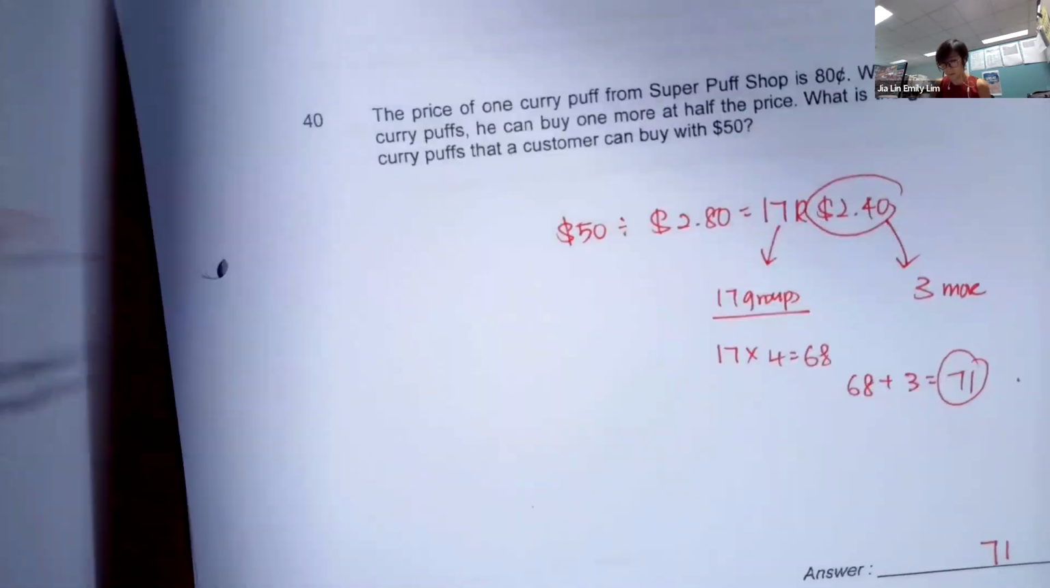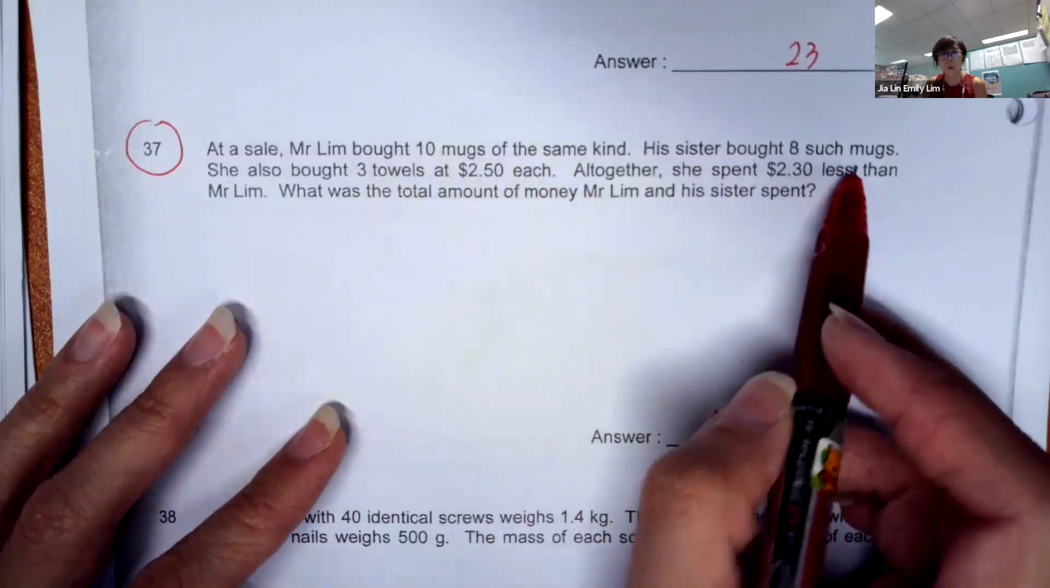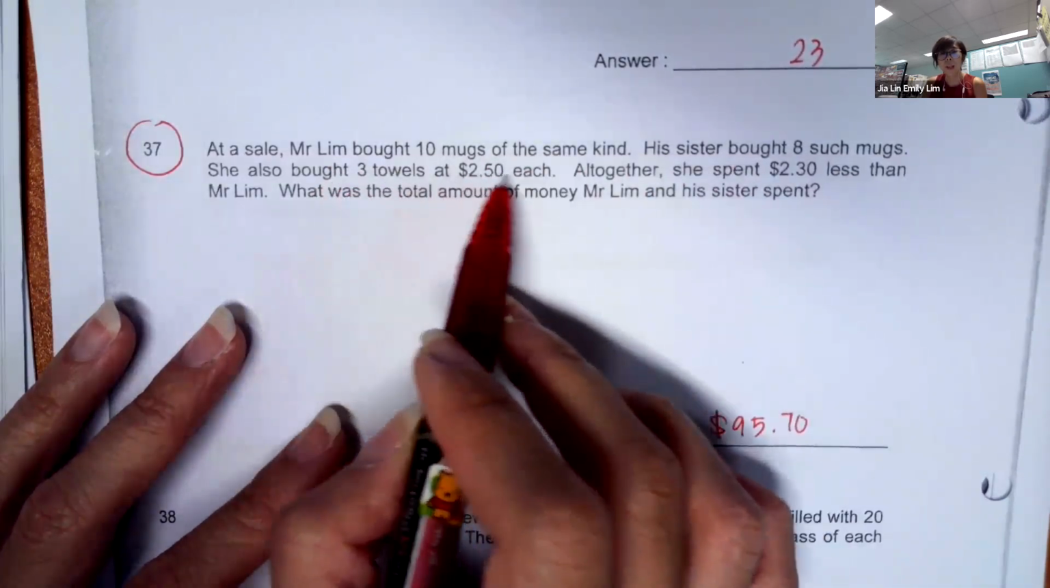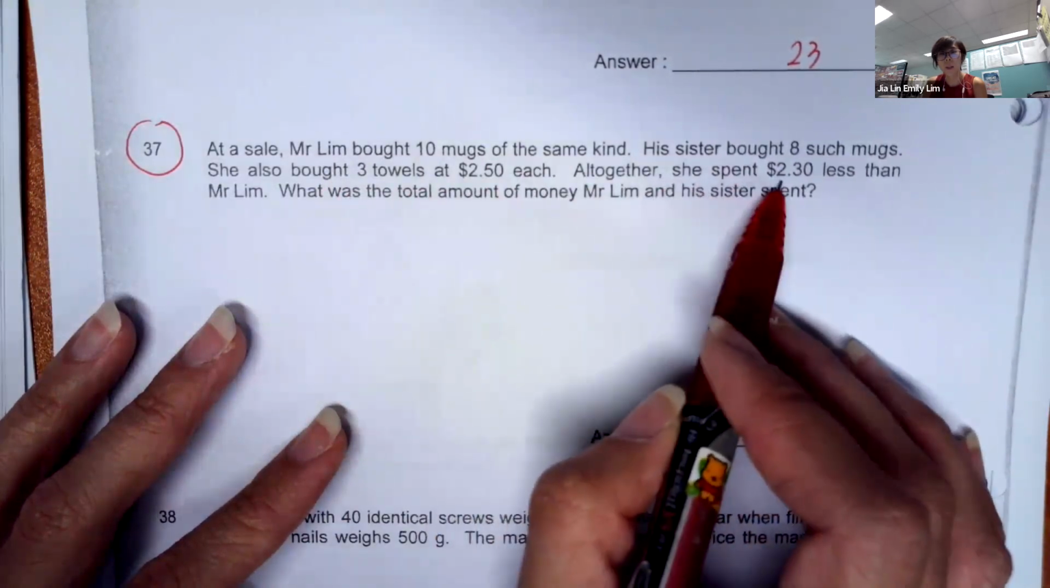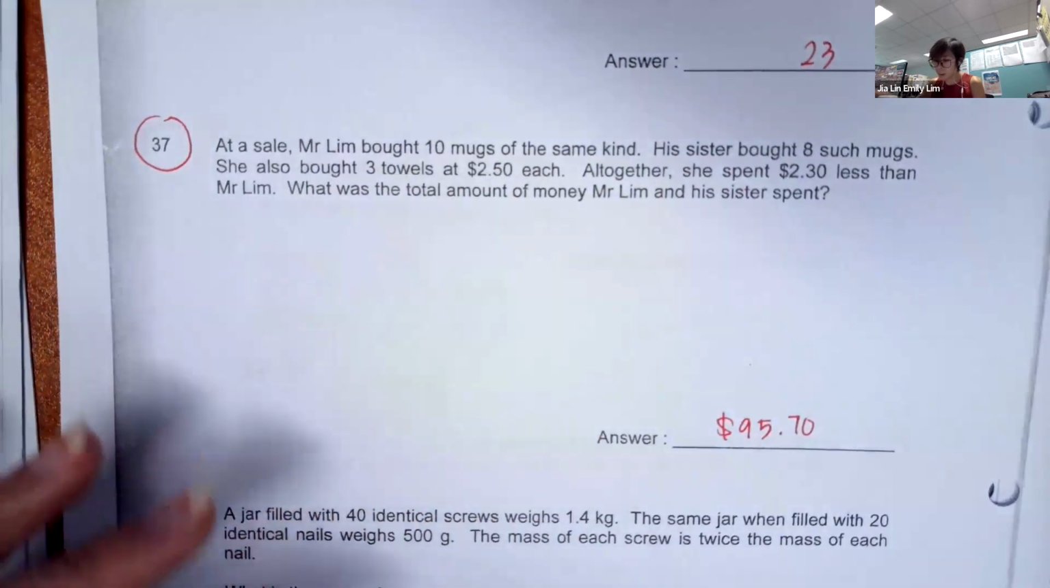Next one. 37. At a sale, Mr. Lim bought 10 mugs of the same kind. His sister bought 8 such mugs, and she also bought 3 towels at $2.50 each. Altogether, she spent $2.30 less than Mr. Lim. What was the total amount of money Mr. Lim and his sister spent? So very simple.